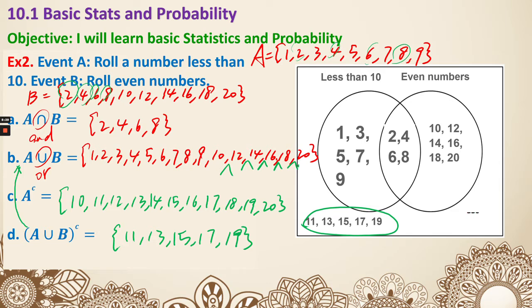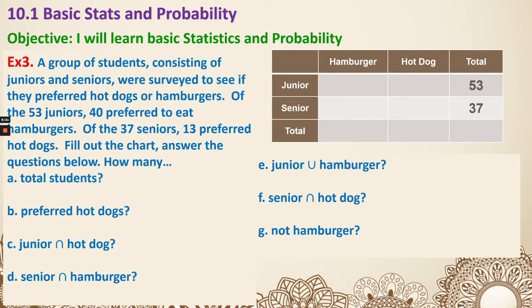Okay, that's example 2. Example 3. Group of students, junior, senior, hamburger, and hot dogs. So let's read. Of the 53 juniors, 40 prefer to eat hamburger. So 40 right here. And since 40 and another number makes up 53, that has to be 13. Next, of the 37 seniors, 13 prefer hot dog. A number and 13 makes up 37, so that number would have to be 24. When we add these two numbers together, that's 64. 13 plus 13, that's 26. Add them together, that's 90. Or you can add 53 and 37 together, that also gets you 90, which is the total students.